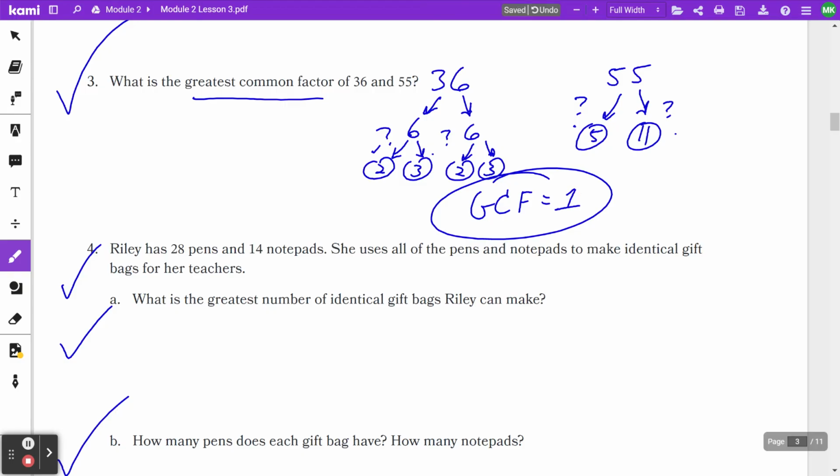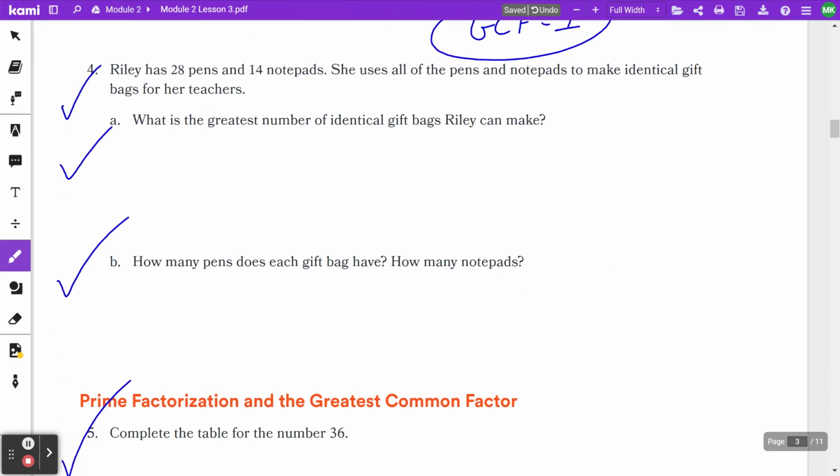Okay, so let's put this into practice here. Riley has 28 pens and 14 notebooks. What is the GCF of those? She wants to take all of the pens and notepads and make gift bags. Every gift bag needs the same amount of pens and notepads.